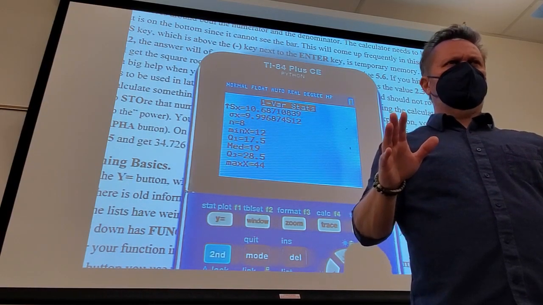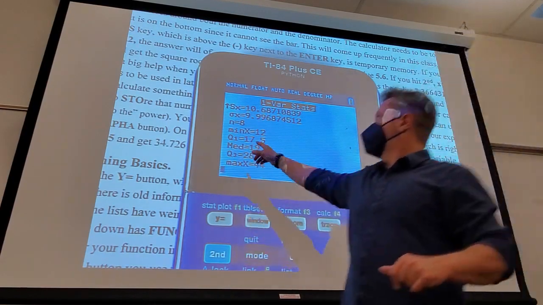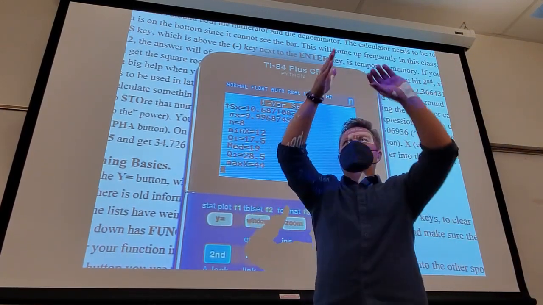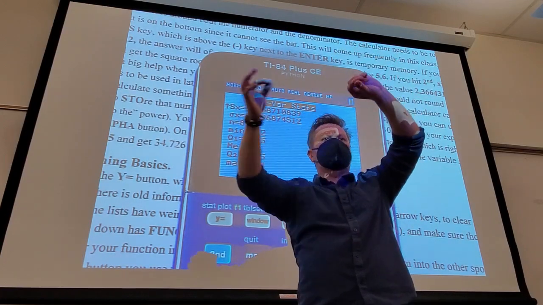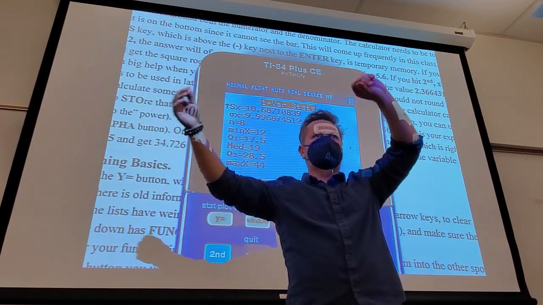But Q1, I'm trying to figure out what that actually is. So what Q1 is, it's the data point that has 25% of the data below it. So the first quartile.